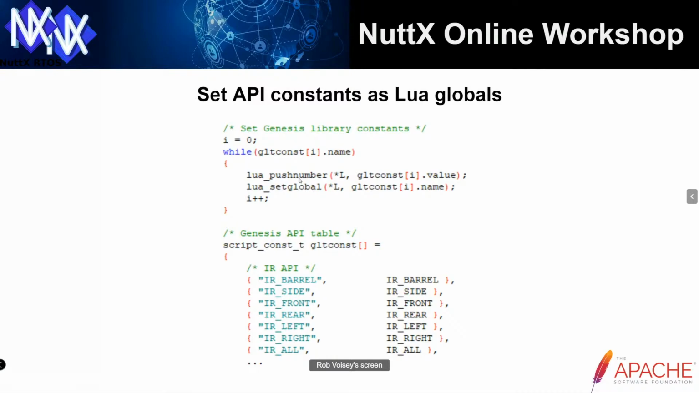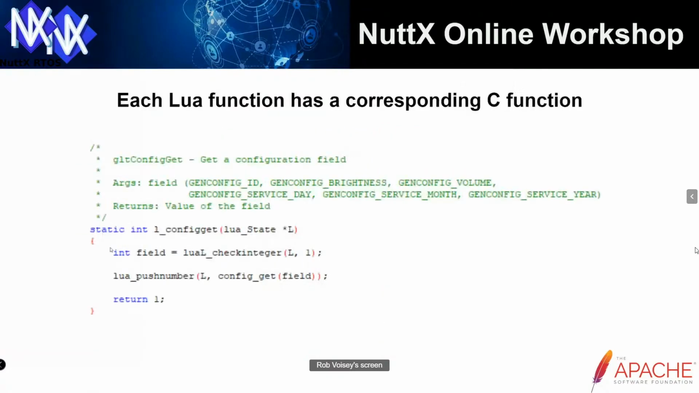The interface into Lua is a stack. To define these global constants in, first we push the value onto the stack of the Lua instance that we're working with. And then we call lua_setglobal with the name. And now there's a global variable called IR barrel. It's not quite ideal because it isn't a const, but if anyone knows a way of doing that, tell me. And this is an example of one of the C functions that is bound to an API call.